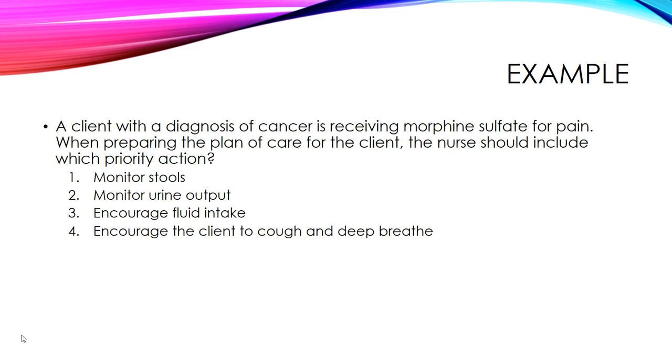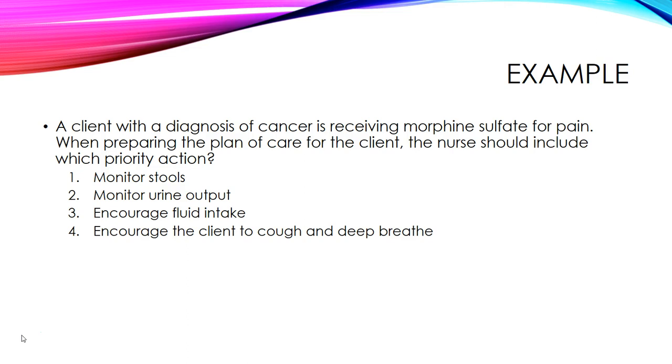And then, of course, because they often have decreased gag and some respiratory depression, they may need to, like an immobilized patient, be encouraged to use an incentive spirometer or cough and deep breathe. So all of these could be correct. But we need to find the priority, and that is where ABCs come in.